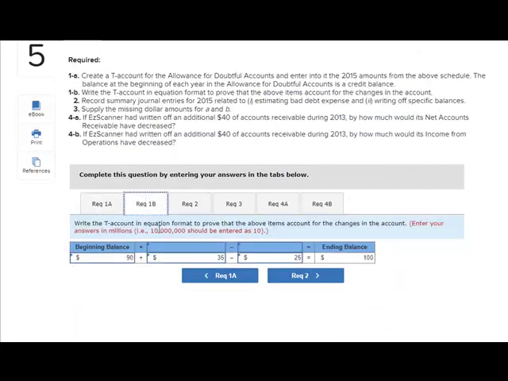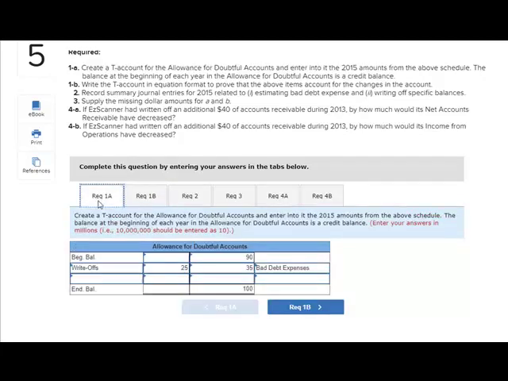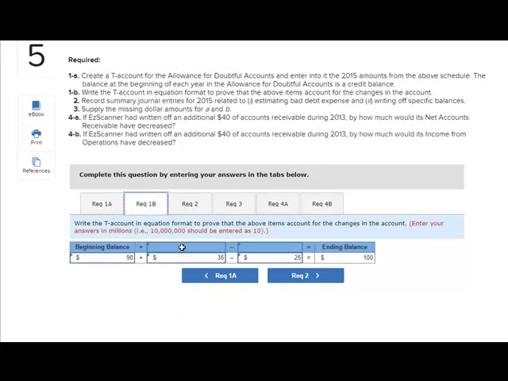So then in requirement 1B, all we're doing is putting in an equation that shows how that new ending balance is calculated. Going back to the T account, what we're doing is taking the $90 beginning credit balance, adding 35 more in credit, subtracting 25 in debit, and that gives us the $100 ending credit balance. So they're having us put these amounts here into equation format.